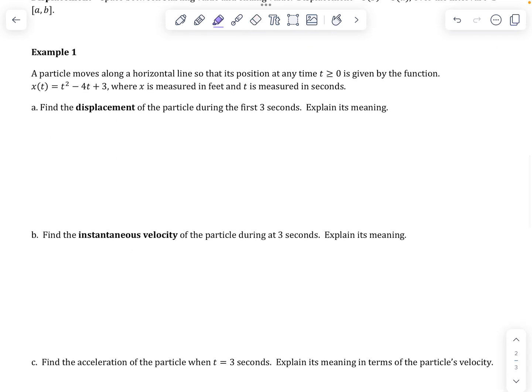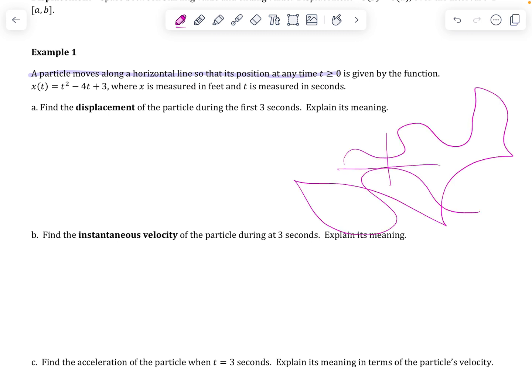Okay. You've got a particle moving along a horizontal line so that its position at any time t greater than 0 is given by that function. The t greater than 0 just means we're talking about time going into the future, not in the past. That's why it's not negative. All that means is that there's this atom in space moving around and doing weird things like this.